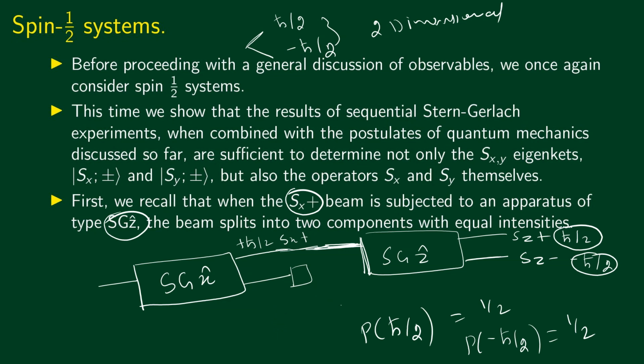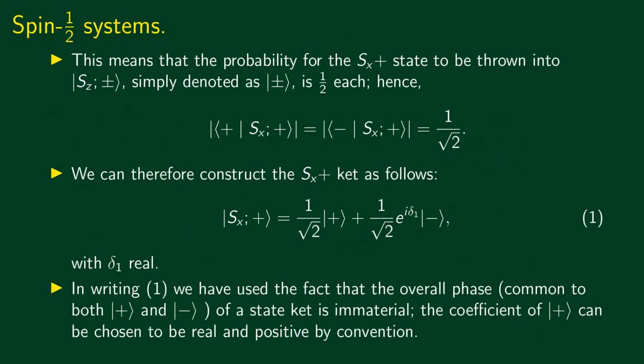The probability for measuring plus h bar by 2 is experimentally half, and the probability for measuring minus h bar by 2 is experimentally half. Right? Now this is the experimental side. This is the experimental fact. Okay. Now what does this mean?